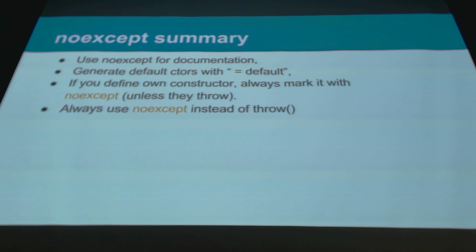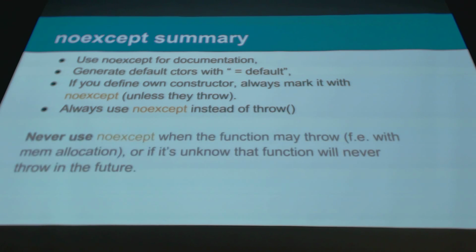The other thing is that, of course, if you want to generate default constructors, we can use default, and we don't have to think about these noexcept things. And of course, we want to always define constructors as noexcept, unless they throw something. Because if they throw, we don't want to mark it as noexcept. And the most common case is if we allocate some memory inside. We don't want to mark the function as noexcept.